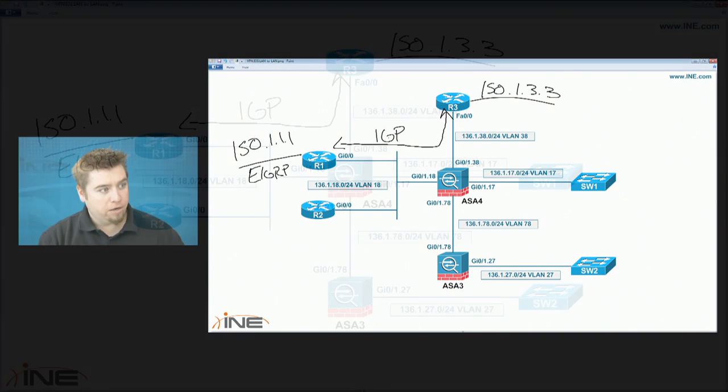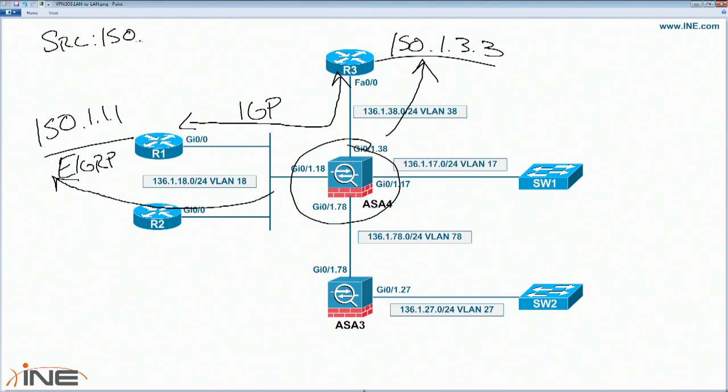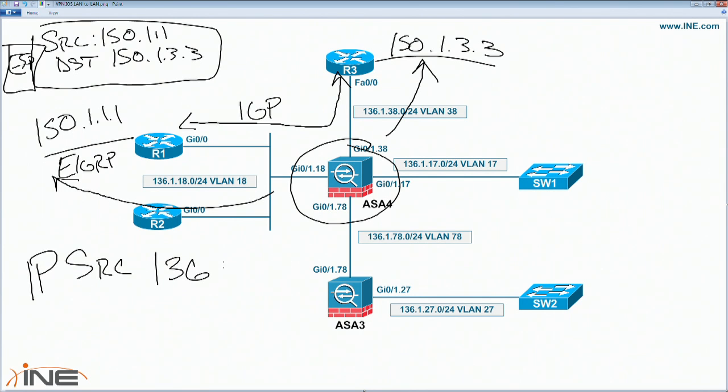But the vast majority of cases that we are using crypto maps, we're simply going to have to do static routing. Now, the devices in the middle, like the ASA in this case, it does not need a route to the loopback of router 3, and it does not need a route to the loopback of router 1. The reason why is that when packets are sourced from 150.111 and they're going to 150.133, this is then going to get encapsulated inside of ESP, and there's going to be another IP header that the source is going to be the public address of router 1.